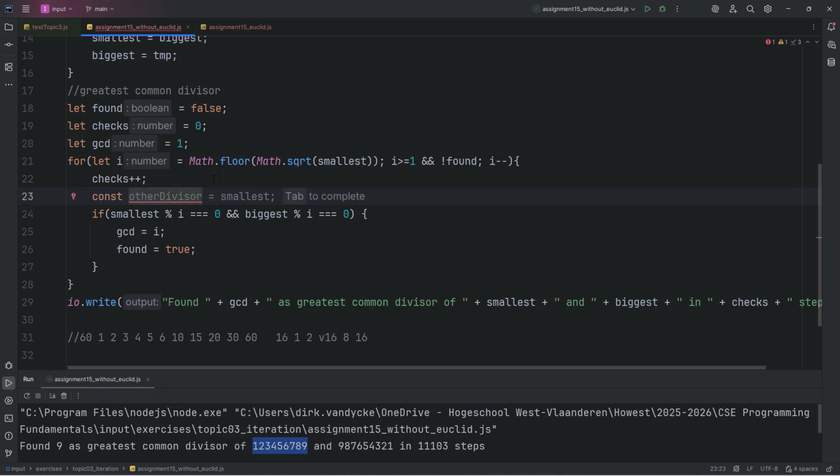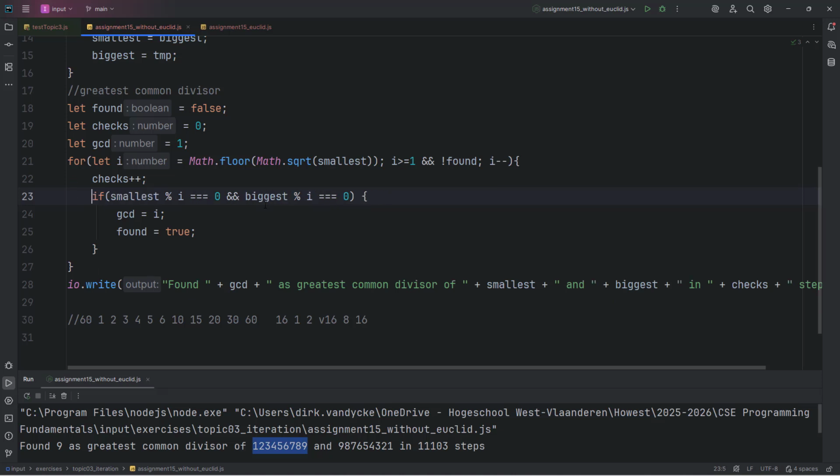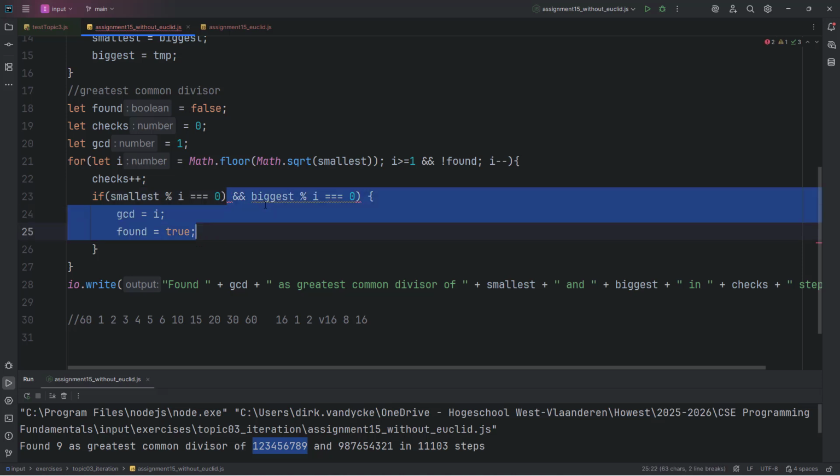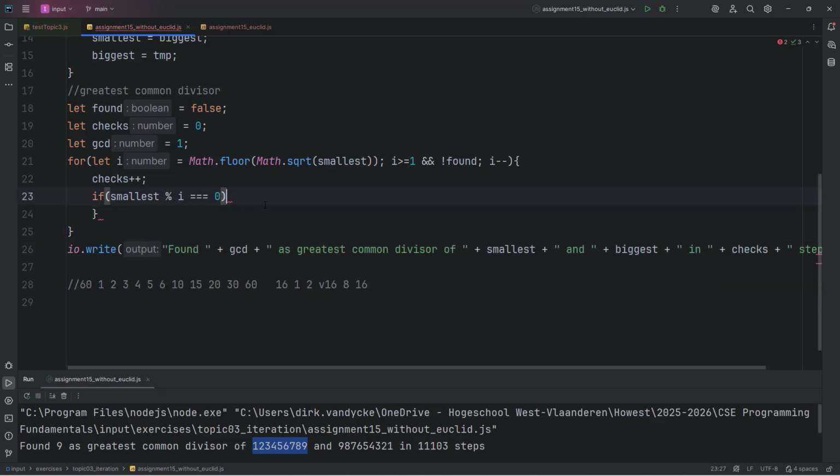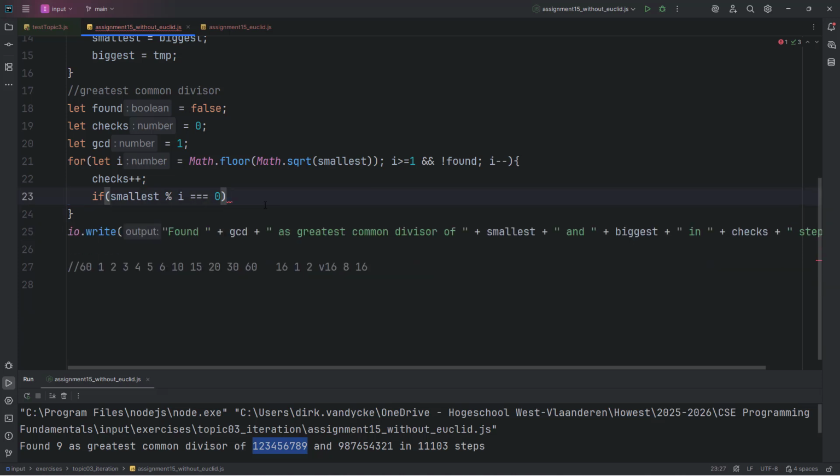But I can only know for sure that this is the divisor if my smallest actually is divisible by I. Okay. So I need to come up with another idea. Let's clean stuff up and say I'm going to have two divisors, right? So the first divisor will be only if my smallest has this. Let's get this back in a moment.